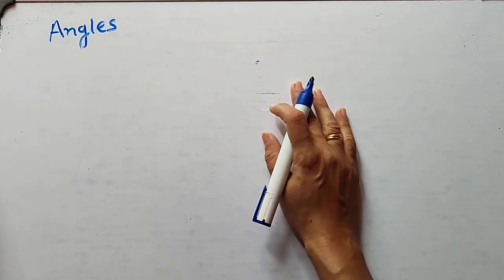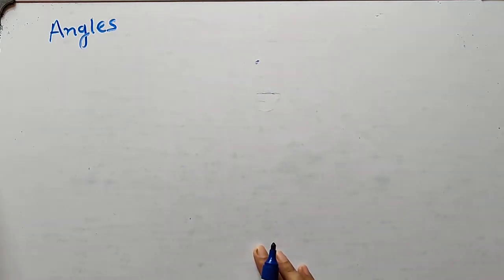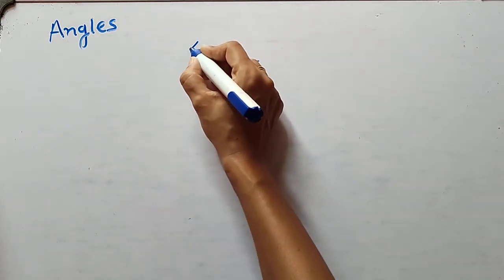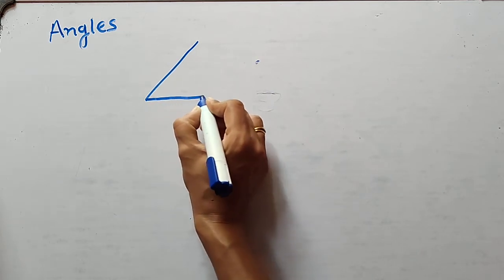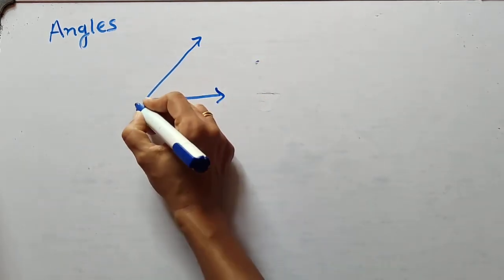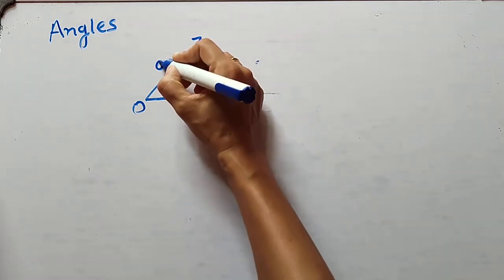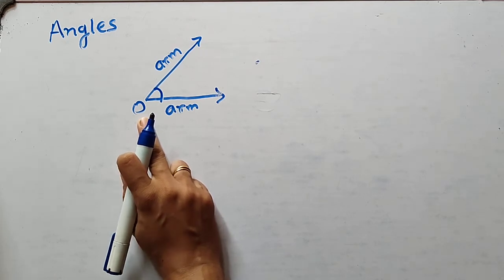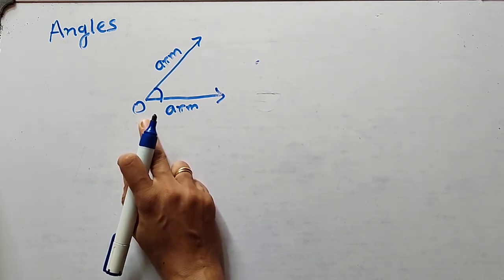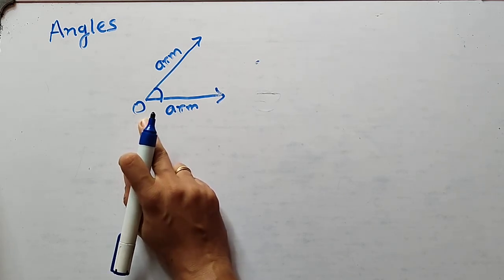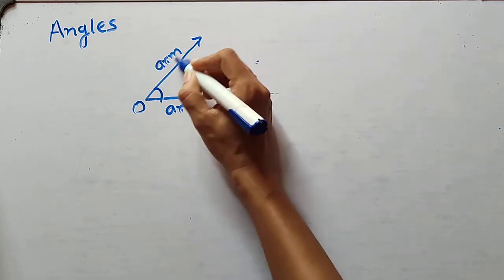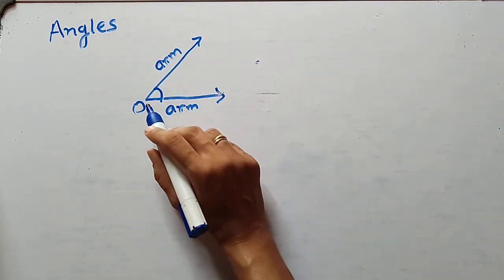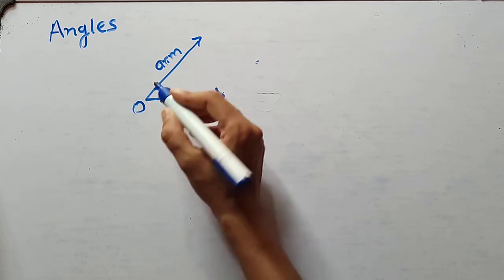Angles means angles made by two arms and one vertex. These are the arms and this is the vertex. Vertex means corner. When two rays form an angle, they are called arms or sides. These are the sides or arms of the angle, and the common initial point is the vertex of the angle.